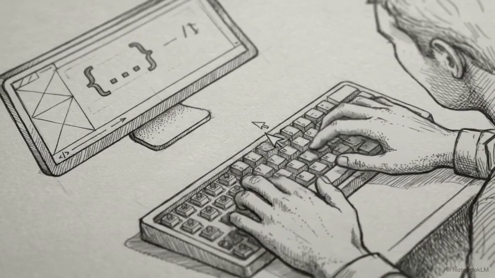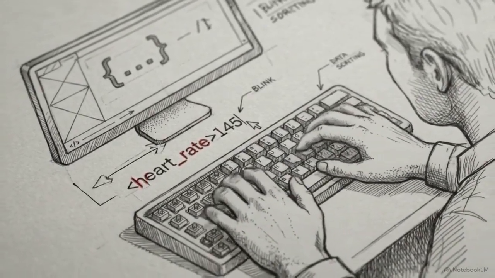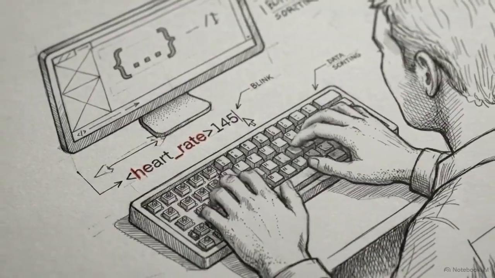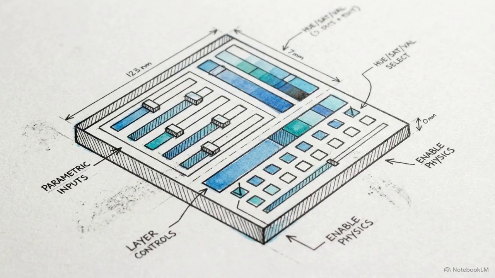Now we test the system. Opening the external XML file and typing in a single new heart rate value instantly triggers a cascade of specific color, size, and speed changes across every module in the composition. You have successfully built a high-fidelity parametric template.